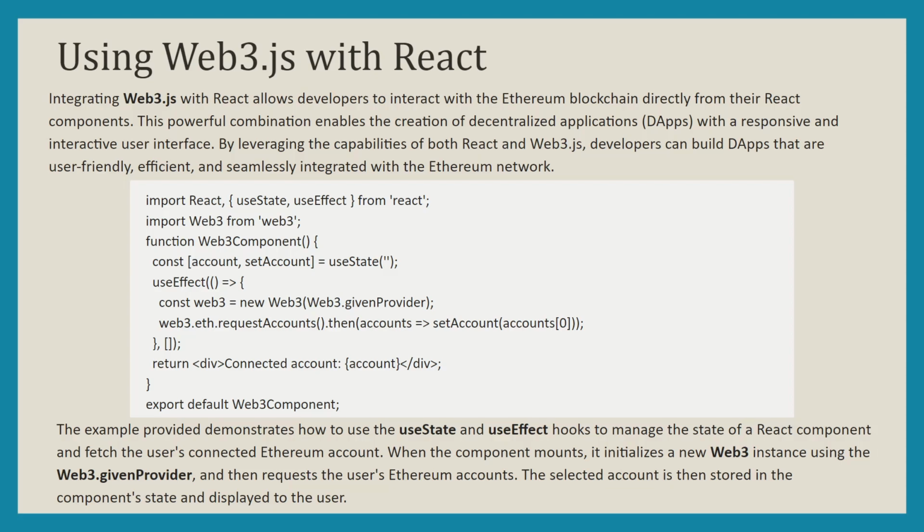So this example demonstrates how to use the useState and useEffect hooks. You're using both useState and useEffect to manage the state of a React component and fetch the user's connected Ethereum account. When the component mounts, it initializes a new Web3 instance using the Web3 given provider and then requests the user's Ethereum accounts. The selected account is then stored in the component state and is displayed to the user.